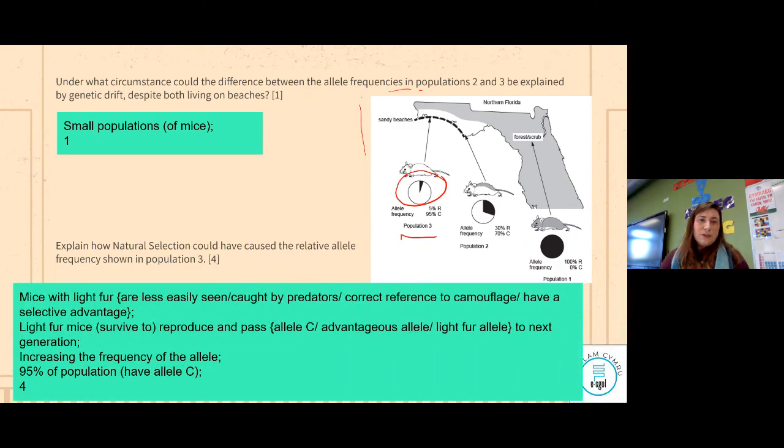So, mice with light fur are less easily seen or less easily caught by predators because they're better camouflaged, so they have a selective advantage. Light fur mice reproduce and pass on the allele to the next generation, increasing the frequency of the allele in the population, and therefore we end up with 95% of the population having allele C.